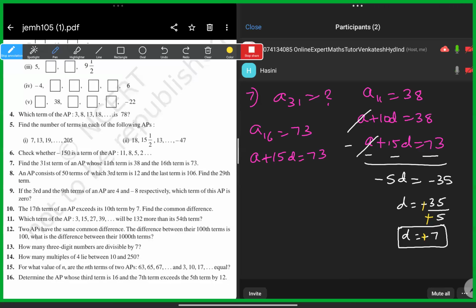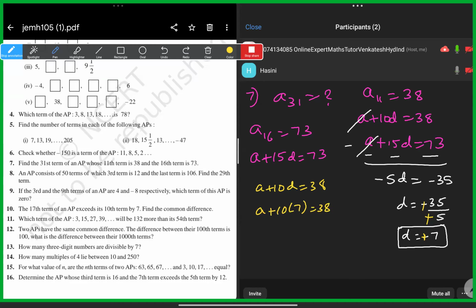Now I am keeping 7 in any of the two equations, A plus 15D is equal to 73 or A plus 10D is equal to 38. We have the equation A plus 10D is equal to 38. I am keeping the D value in that.